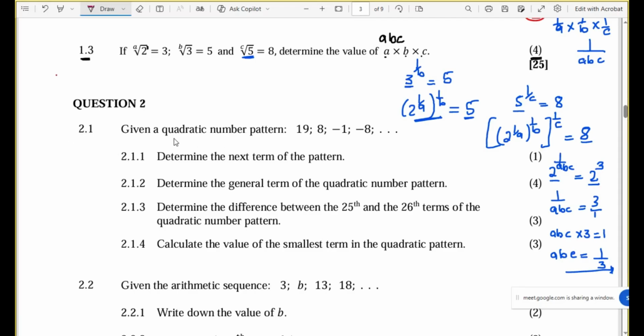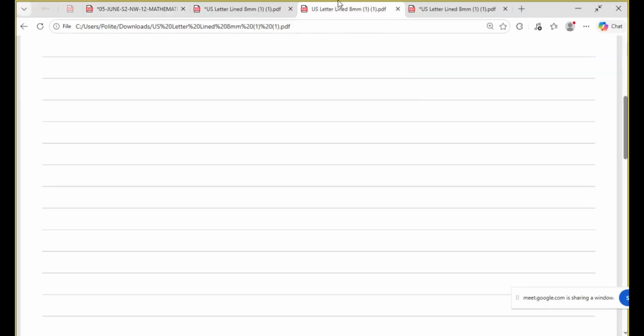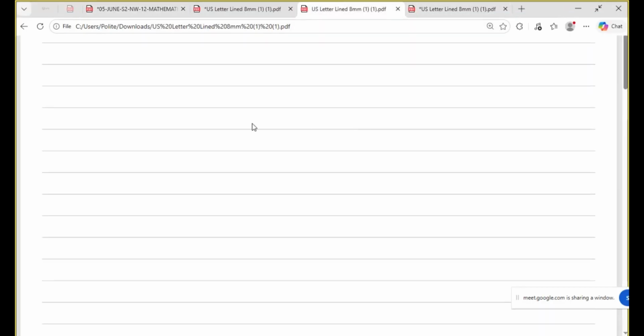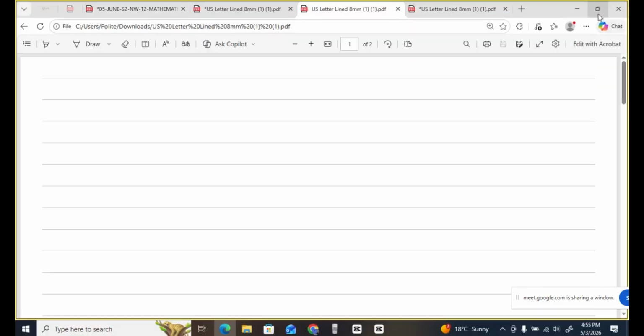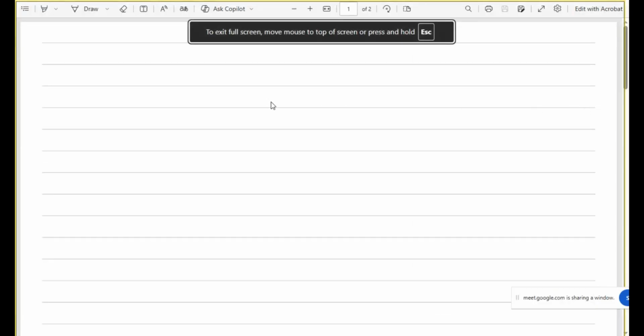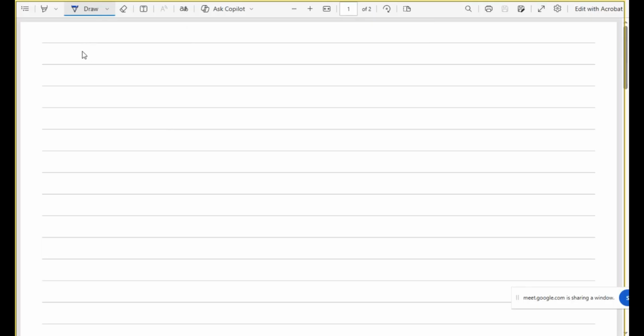Okay, so guys, look at this now. 2.1, you are given a quadratic pattern. So I'll just take my quadratic pattern and write it on the other side. Then we'll answer all these questions. Let's try to be fast on this one, because I know quadratic equations well. So you are given a quadratic pattern: 19, 8, minus 1, minus 8, right?